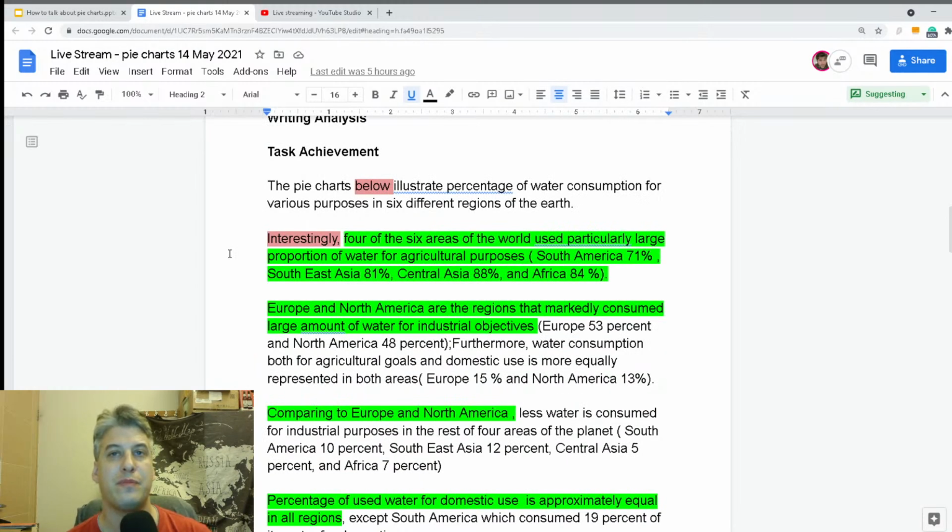Okay, the next part. So interestingly, 4 of the 6 areas of the world use particularly large proportion of water for agricultural purposes. South America, 71%, etc. So what I've done here, I've highlighted interestingly. Now, the thing that we shouldn't do is say that it's interesting, because that's bordering on an opinion.